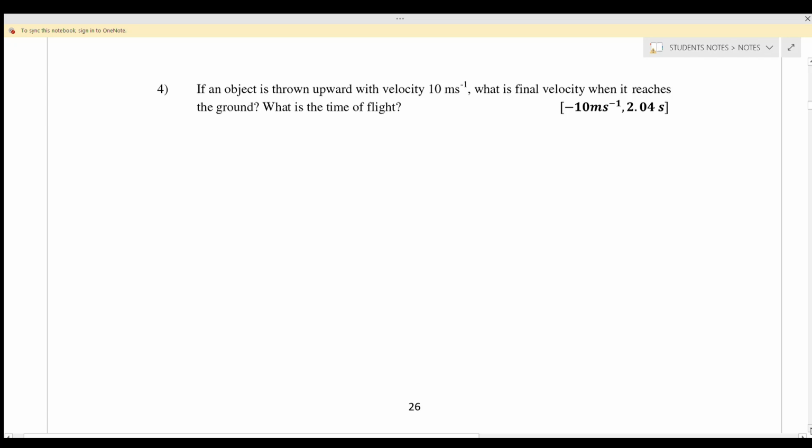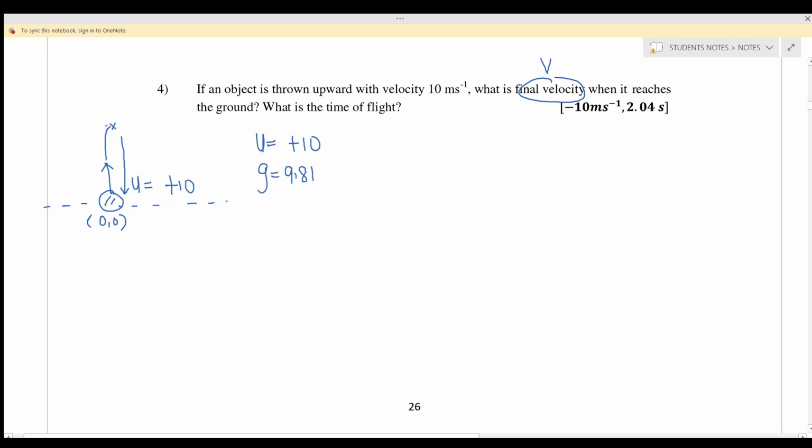Question number 4. If an object is thrown upward with a velocity of 10 meters per second. So again, this object is thrown upward, u equals positive 10. What is the final velocity v when it reaches the ground, and what is the time of flight? So meaning that it moves up until the maximum and then it will move down again. Okay, so the first one we want to find is the final velocity when it reaches the ground. It goes from the origin to the maximum and then back to the origin. The first information we have is positive 10, and then g standard 9.81.